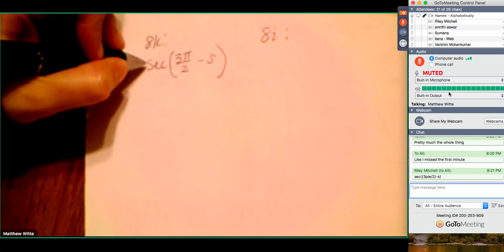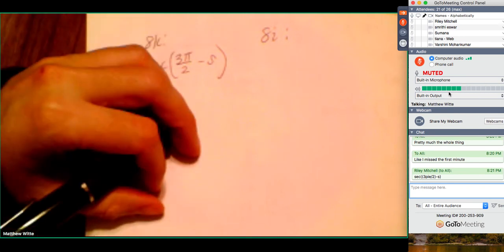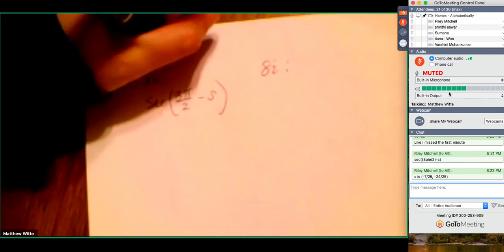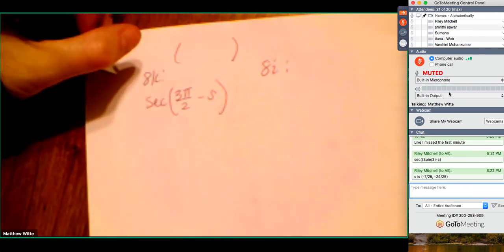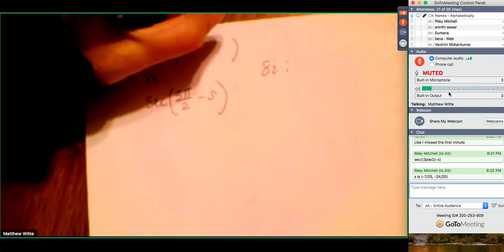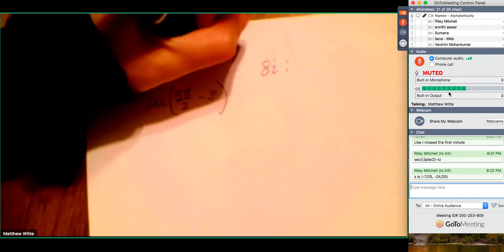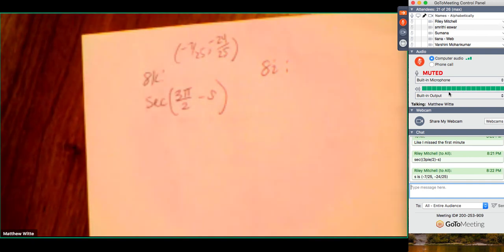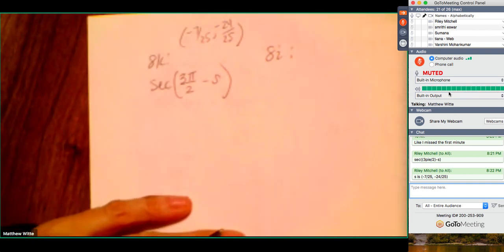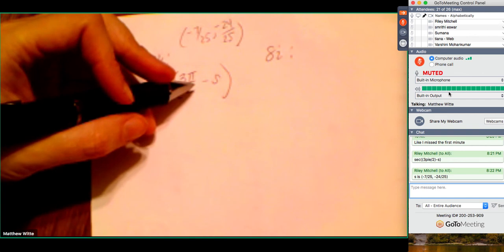So what were the original coordinates, Riley? I think they were actual numbers, weren't they? Negative 7/25 and 24/25ths. Thank you. All right. So secant of 3 pi over 2 minus s.